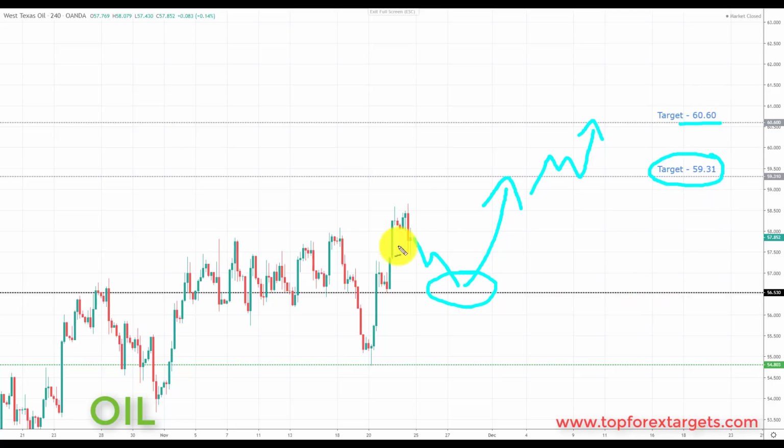Now, just bear in mind, as we pointed out last week as well, oil has been very, very choppy and corrective over the last few weeks. So if you are trading this next week, just bear in mind it carries with it a little bit more risk, as this market has been choppy and may continue to be so into next week.